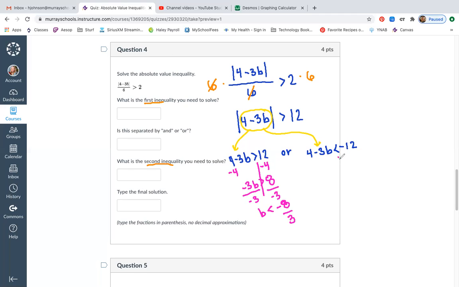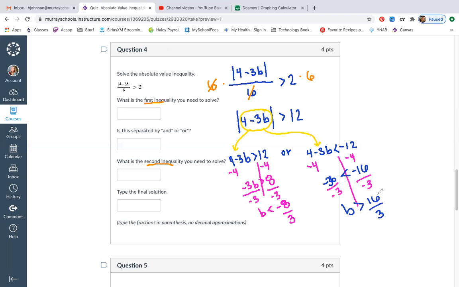Okay, on this other inequality, I'll subtract 4. That is negative 3b is still less than negative 12 minus 4 is negative 16. Okay, then I can divide both sides by negative 3. Negative 16 divided by negative 3 is actually going to be positive 16 thirds. This becomes greater than because I divided by a negative, and I have 16 thirds, my final answer there.